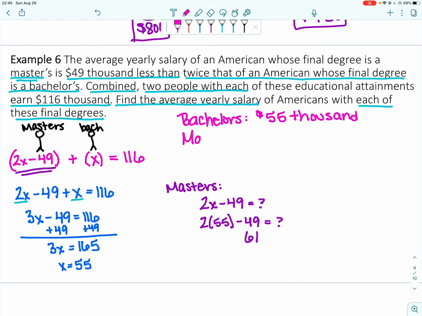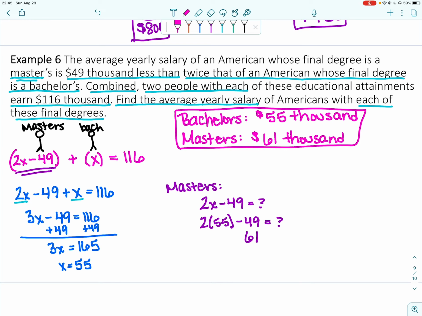So a person with a master's degree makes an average of $61,000 a year. And that is the answer for finding the average yearly salary of the Americans with each of these final degrees. Not just the bachelor's, that would just be solving for x, but then using that x back in the formula we came up with for the master's to find what their salary is.